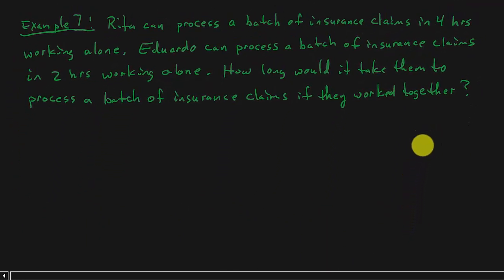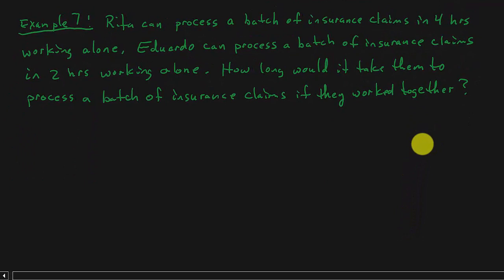All right, so let's look at this one. It says Rita can process a batch of insurance claims in 4 hours working alone. Eduardo can process a batch of insurance claims in 2 hours working alone. How long would it take them to process a batch of insurance claims if they worked together?